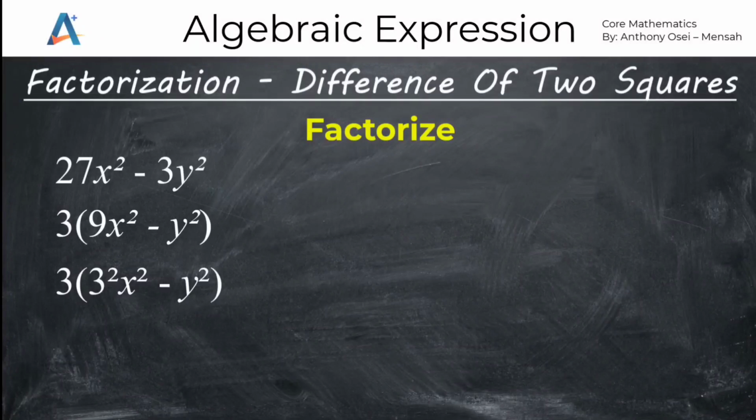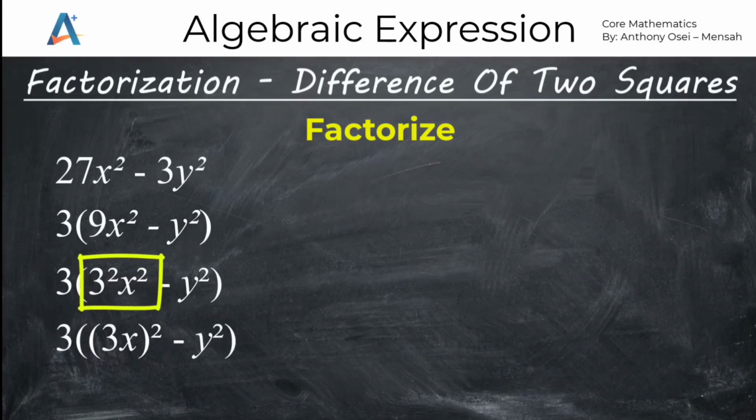Now let's continue. So 3 into bracket, these two can be a single square. So 3x all squared, right? From 3 squared x squared becoming 3x all squared in a single square minus y squared. So clearly we can see the two squares in the bracket. So 3x squared and y squared becomes the two squares with a difference which is minus. So difference of two squares.